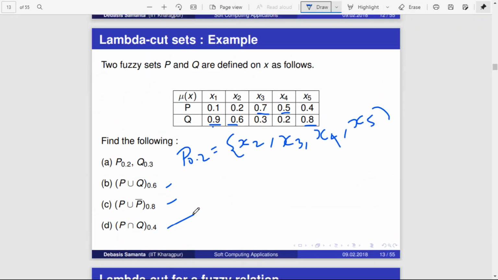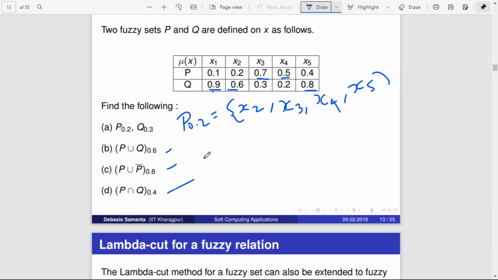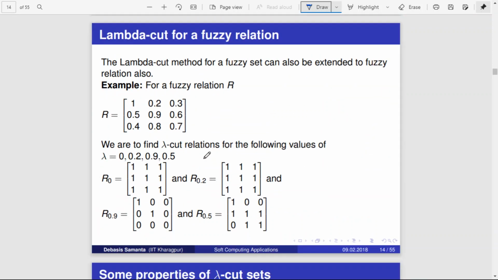So here we have discussed lambda cut for fuzzy set. Similarly, we will discuss lambda cut for fuzzy relation. So now consider this fuzzy relation. So the fuzzy relation is given like this. This is a relation. Now say the alpha cut relations for the following values. So these are the alpha values we are considering: 0, 0.2, 0.9 and 0.5.